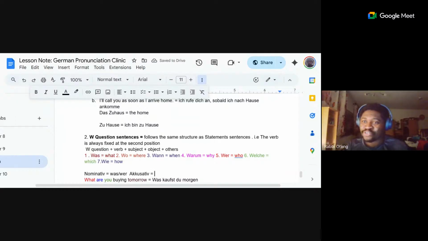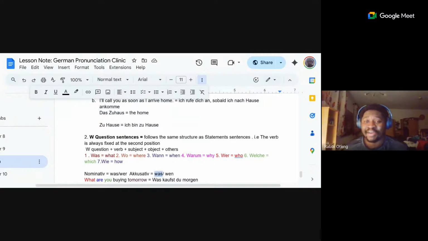Accusative also answers the question what or who. But in accusative, the who becomes the what, the direct object. So I am seeing the man: I am the subject, I am the nominative. The man sees me: the man here is the subject, and I am the direct object. So here I see the man.